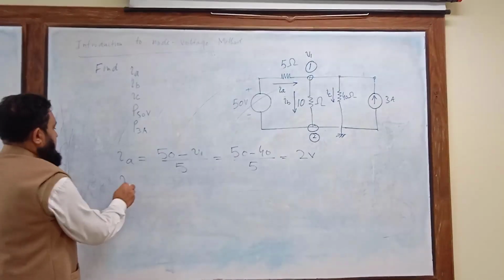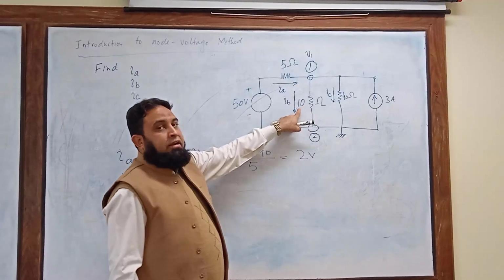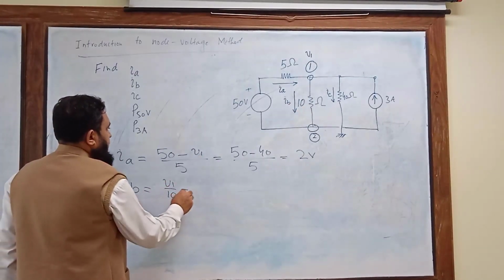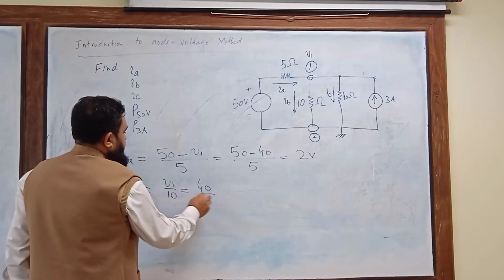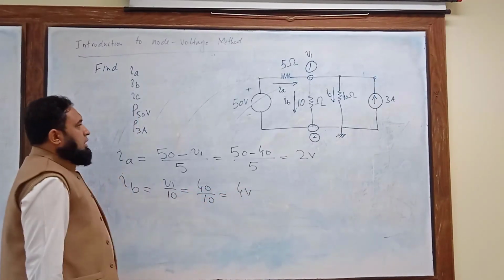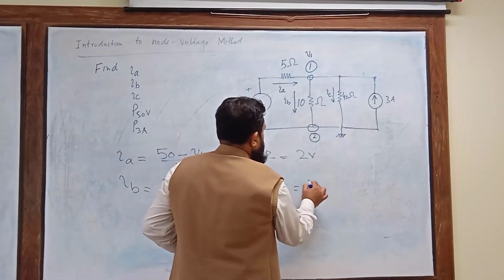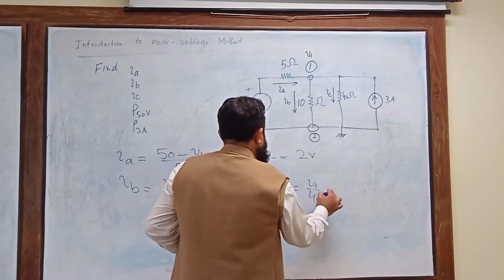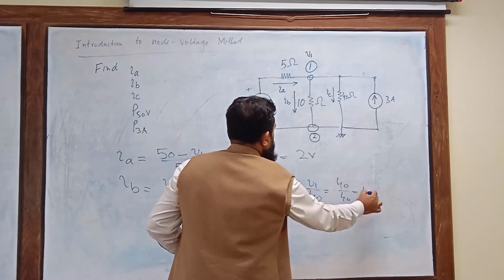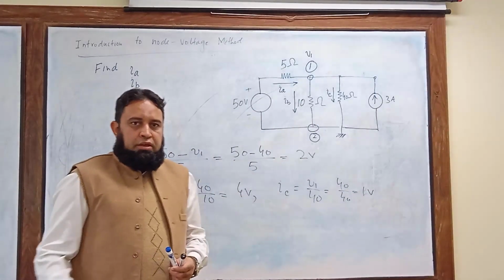Now look at IB. IB is equal to V1 divided by 10. V1 is 40, so 40 divided by 10, it means that it is 4 ampere. Similarly, IC is equal to V1 divided by 40, and V1 is 40, so 40 divided by 40 is equal to 1 ampere.